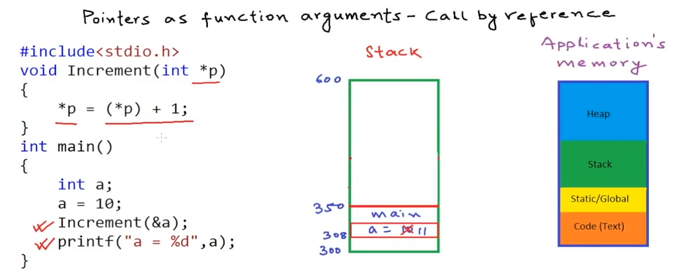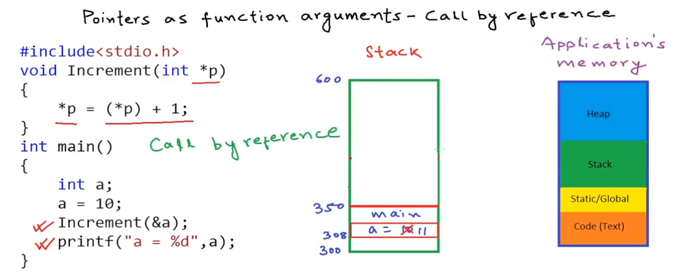Such a function call in which instead of passing the value of a variable, we pass the address of the variable so that we have a reference to the variable and we can dereference it and perform some operations is called call by reference. So if we use pointers as function arguments, then we are using call by reference.